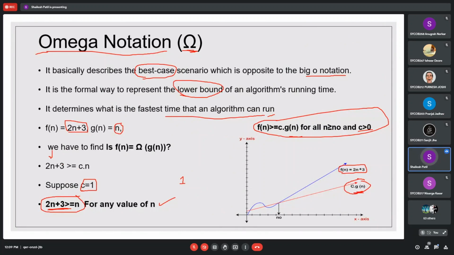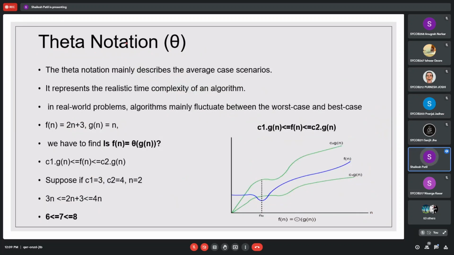So it will now be giving us the best case complexity. For omega notation, we can say this will represent the best case, how the program is going to perform in the best way for the given input. That is called the lower bound. And theta notation is actually a more realistic notation.